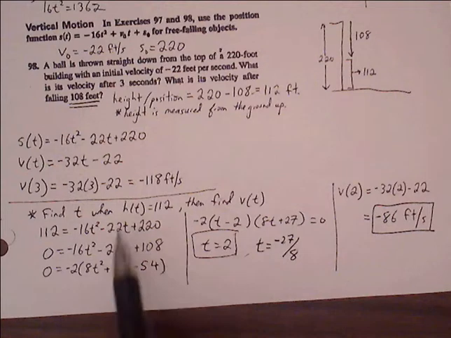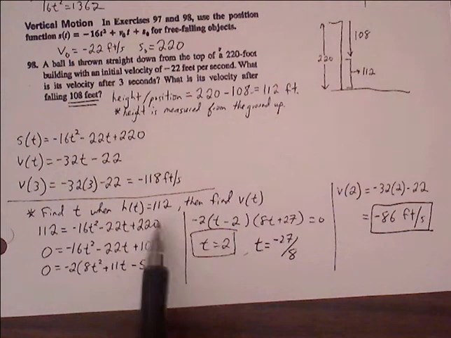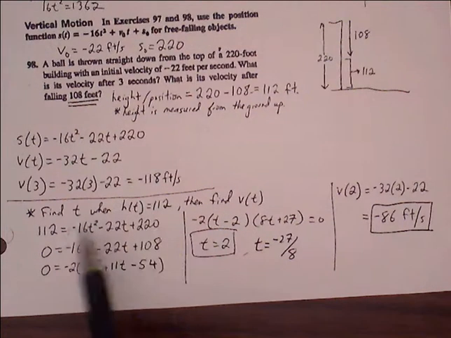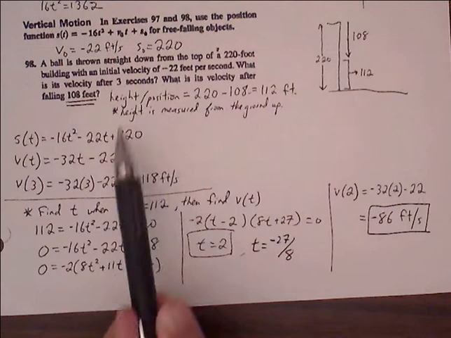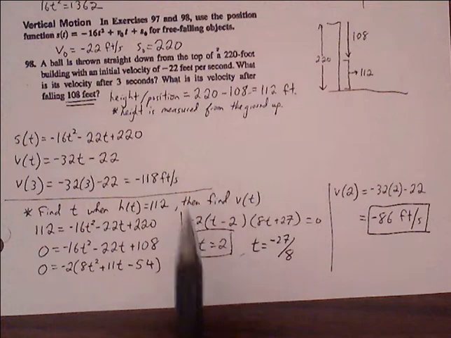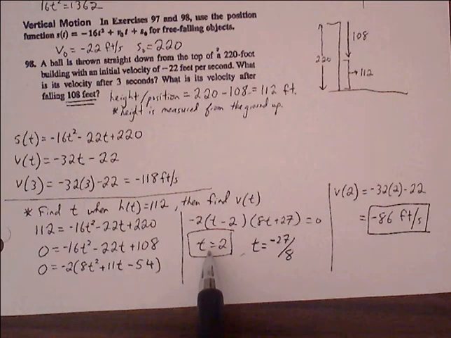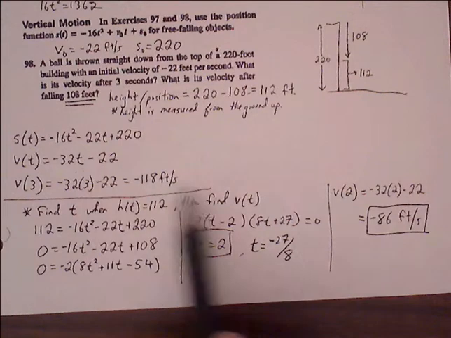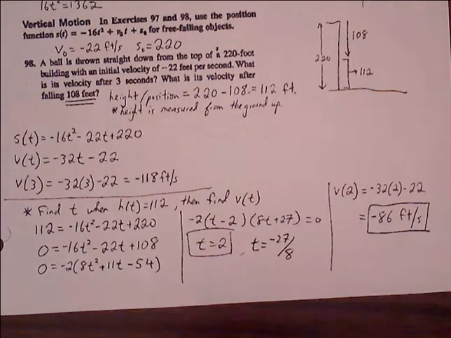So now we know that it's going to take 2 seconds for the ball to reach from 220 feet to 112 feet, but it's asking for the velocity at this moment in time. So we can then plug 2 into the velocity function. Negative 32 times 2 minus 22 is negative 86 feet per second.